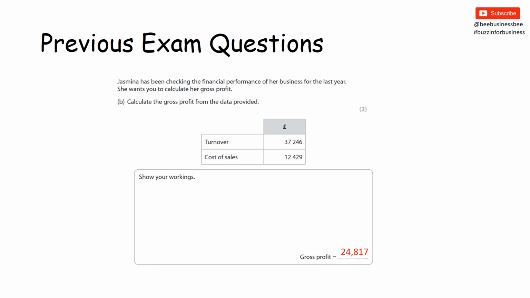So you can see here that the answer there would be £24,817. How would you do that? Well, you know that to calculate your gross profit, you need to do your revenue minus your cost of sales. So you've got your turnover and you've got your cost of sales. Very simple. Show your working, pick up the 2 marks. That's the way it would be done.